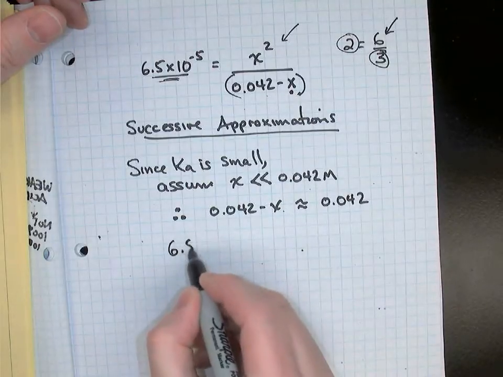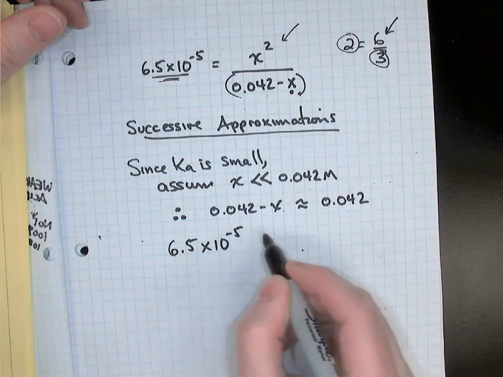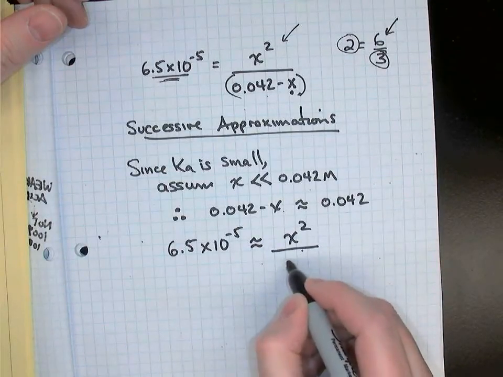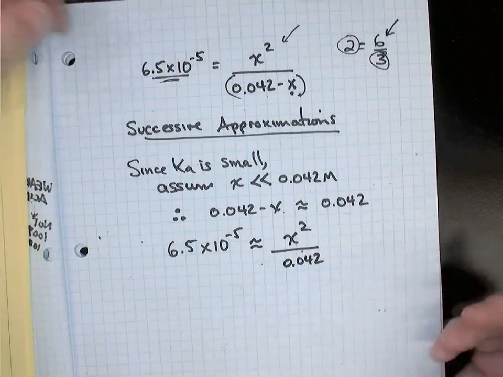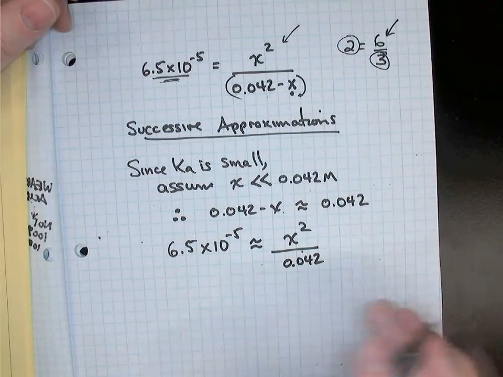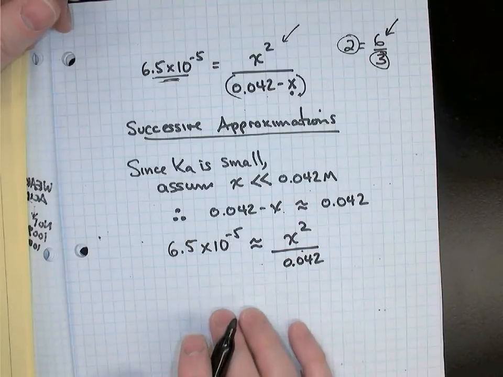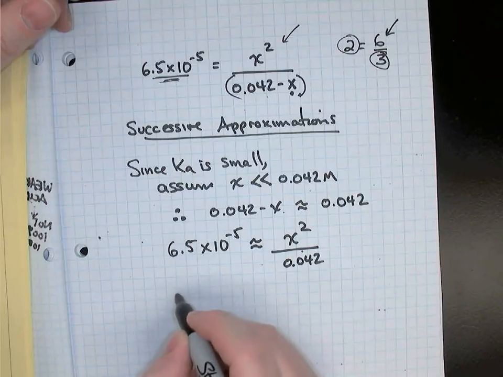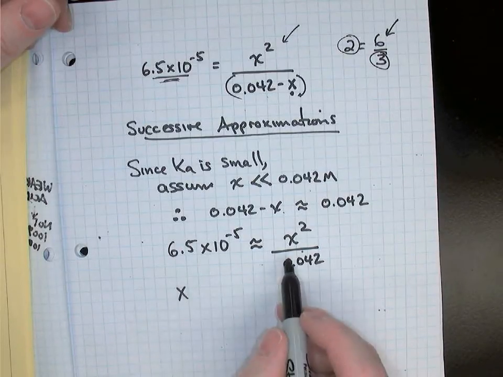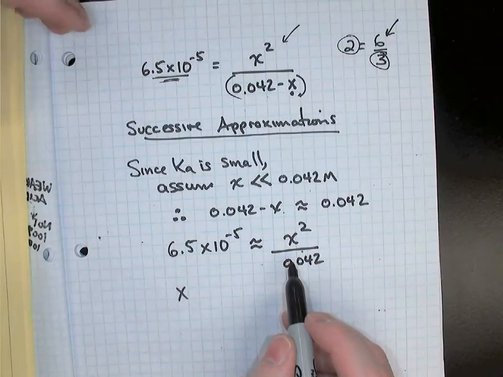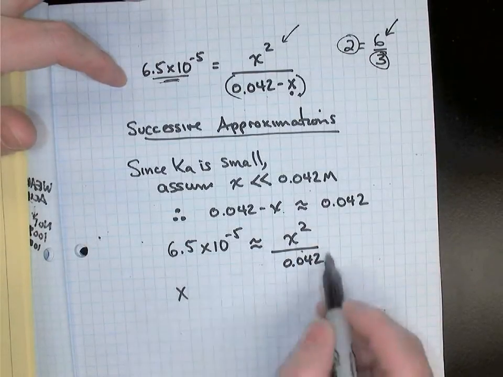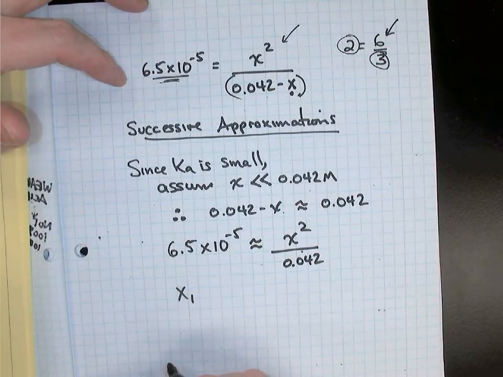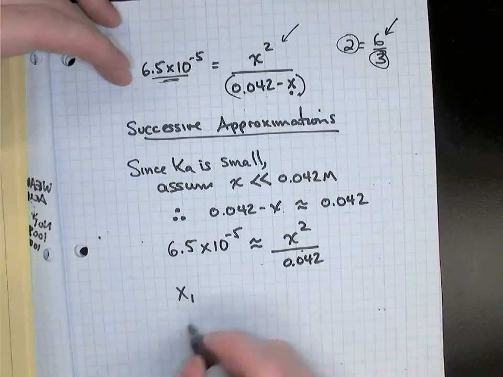That'll give us a new equation: 6.5 times 10 to the minus 5 is approximately equal to x squared over 0.042, instead of 0.042 take away x. This equation is actually much easier to solve because there's no x in the denominator. We can grab a calculator and very quickly solve it. But the solution is actually not the solution to the original equation. It's the solution to the simpler equation. So what we're going to call this is our first approximation of what the answer was to the original equation.